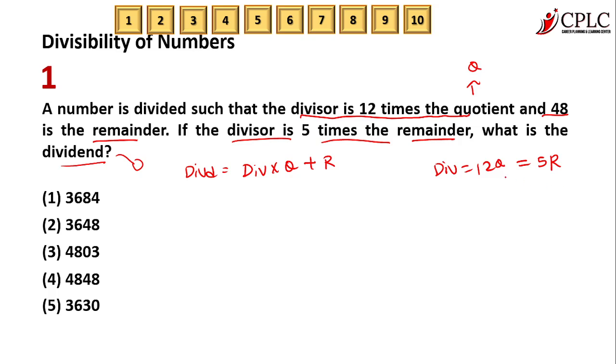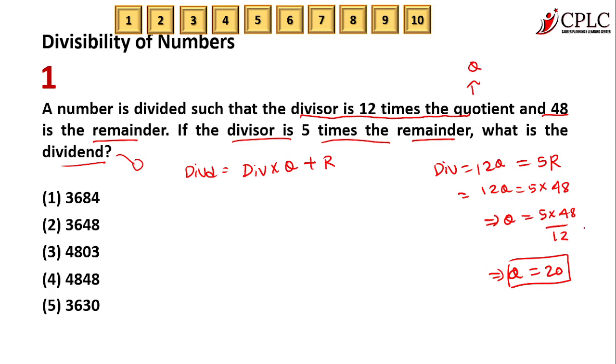So because it's the same divisor, I'm equating both the equations. And I know the remainder value, which is 48, for example. So I can simply solve this now. We want to find out the quotient here. So it is 5 into 48 divided by 12. Now 12 fours are 48, 5 fours are 20. So I've got the value of quotient here, and that value of quotient is 20.